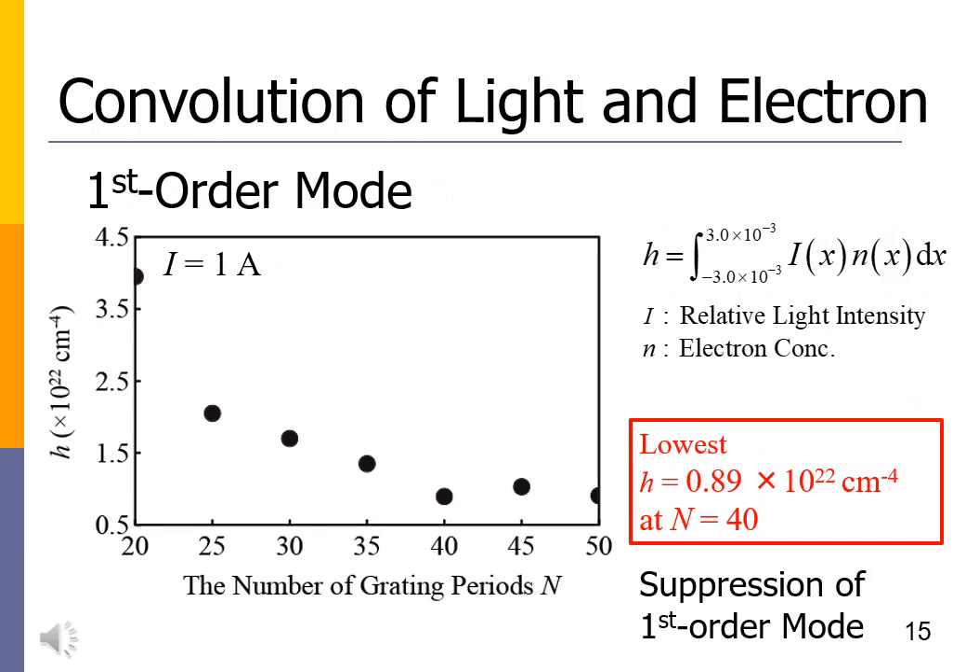This figure shows the convolution of the light distribution and the electron distribution for the first-order horizontal transverse mode. The injected current I is 1 amp. The convolution H has the highest value when n is 20. This leads to kink in the IL curve. Please note that the convolution H when n is greater than 25 is lower than when n is 20.